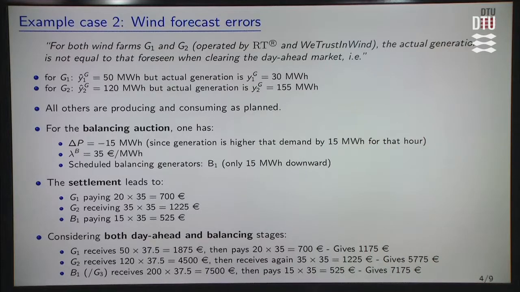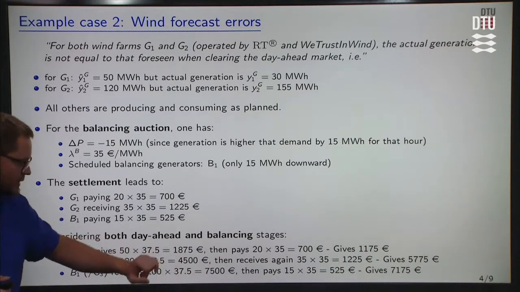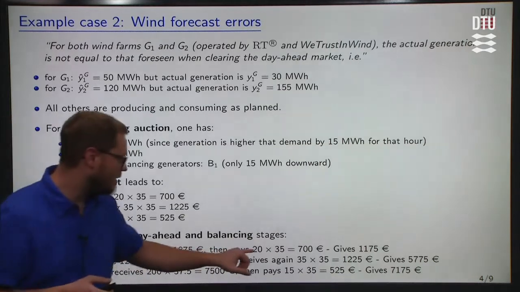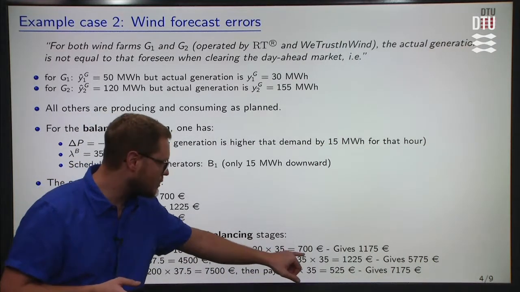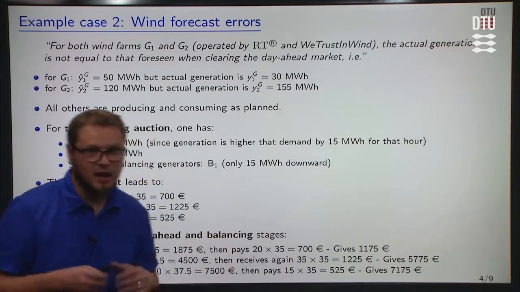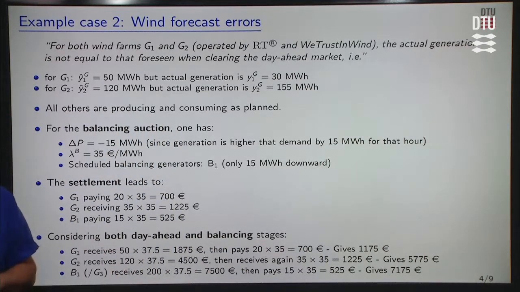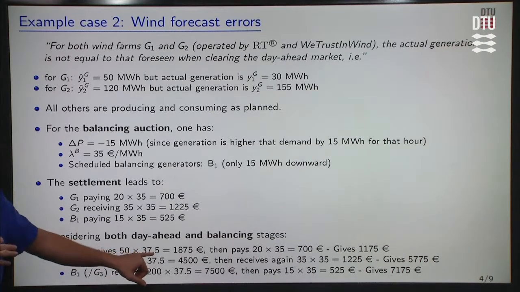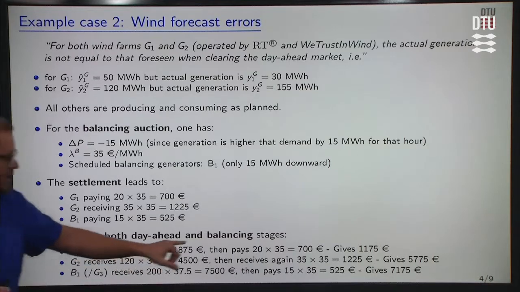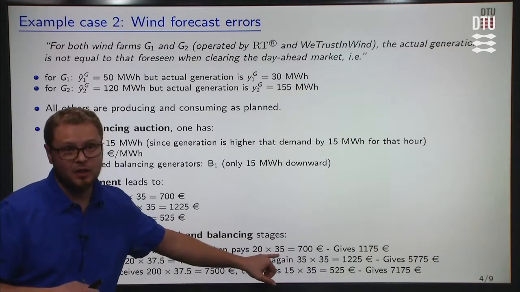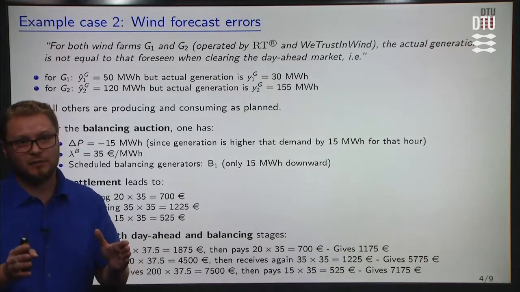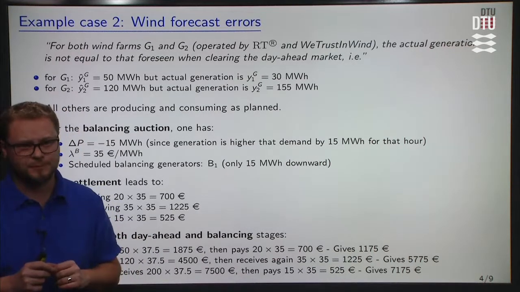If we consider both day-ahead and balancing stages, you see that G1 received through the day-ahead market 50 times 37.5 equal 1,875, and then it has to pay back 20 times 35 equals 700 euro. It gives an overall revenue of 1,175. There is a benefit for G1 since part of the energy that was paid originally at 37.5 euro is then sold back at 35. So for all this unit of energy, there's a unitary benefit of 2.5 euro.